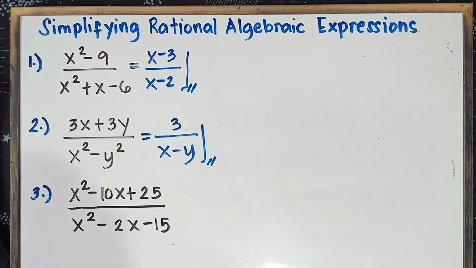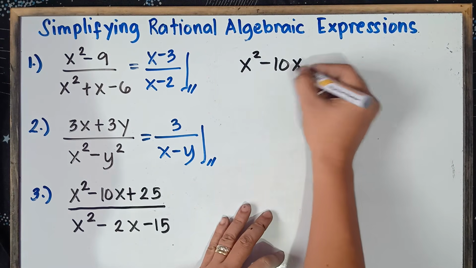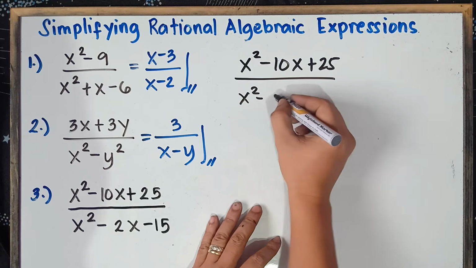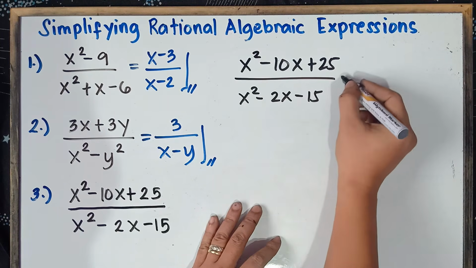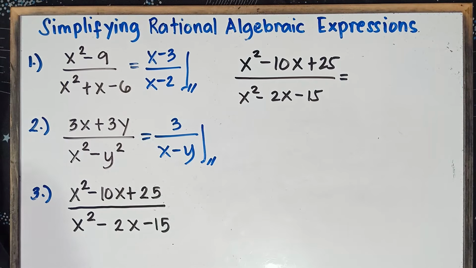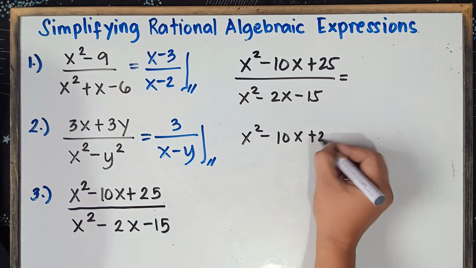Alright, so example number 3. Our given, we have x squared minus 10x plus 25 over x squared minus 2x minus 15. Alright, so check this one out, class. With regards to example number 3, our numerator is x squared minus 10x plus 25.